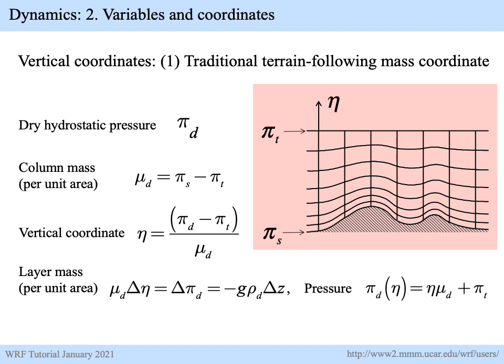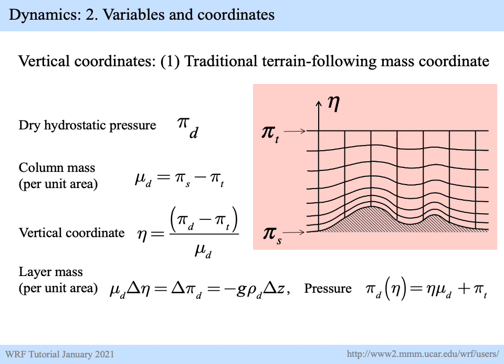The equations are discretized on a mesh, and the first aspect of the mesh we're going to look at is the vertical coordinate. For the vertical coordinate, the Advanced Research WRF uses a hybrid terrain-following mass coordinate, and this coordinate is denoted by the variable eta, which is the third equation on this slide here. In the simplest form, terrain-following mass coordinate, eta is defined as the dry hydrostatic pressure at a given level minus the model top pressure divided by the column mass.